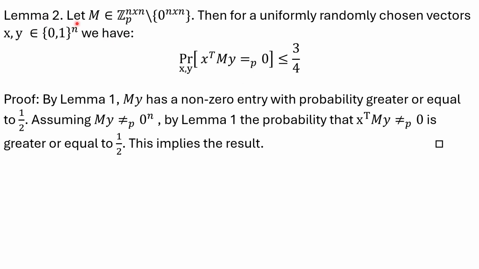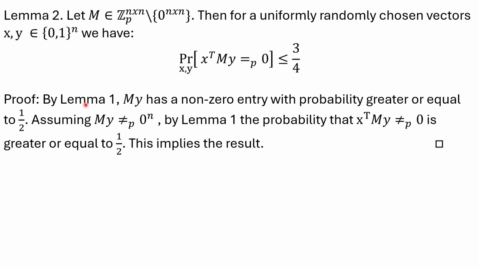Lemma 2. Let M, a matrix, be anything but the all-zero matrix. Then for uniformly randomly chosen vectors x and y, the probability that x transpose My is equal to 0 modulo p is less than 3/4.